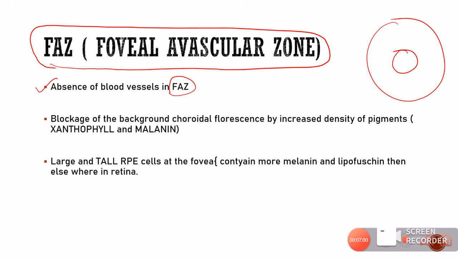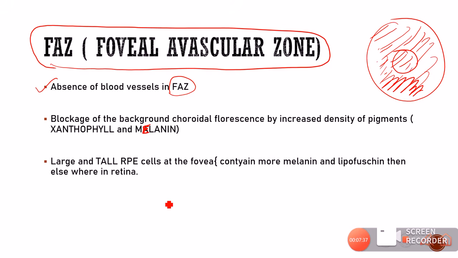Number two, the blockage of the background choroidal fluorescence will occur because of increased density of pigments which are present in the macula. Now in the foveal avascular zone, we have xanthophyll and melanin present, and because of the xanthophyll and melanin, the background fluorescence will be blocked because these pigments have a tendency to absorb. They are very dense pigments, and therefore the fluorescence which is occurring from the underlying choroid will also be blocked by the overlying black pigments.